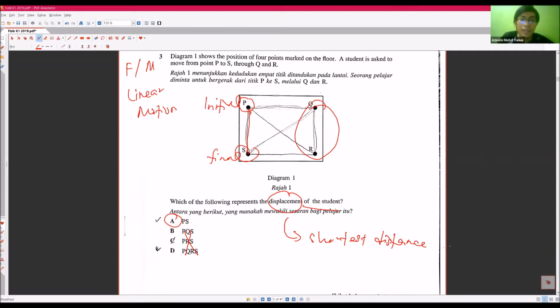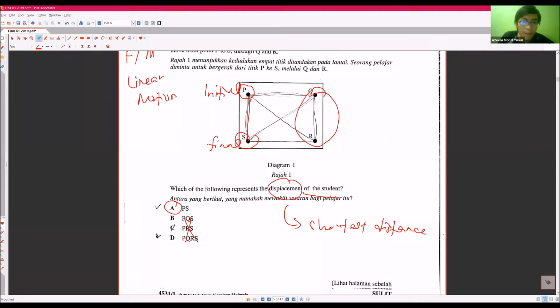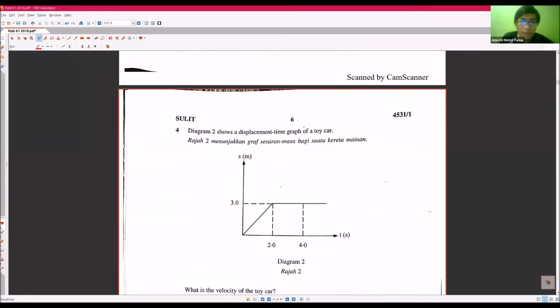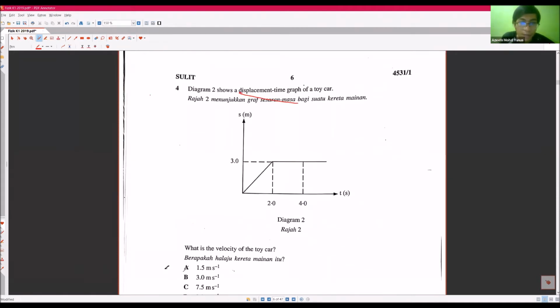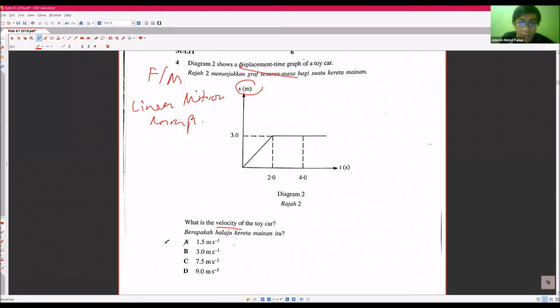Or final minus initial. Okay, next question, number 4. Diagram 2 shows a displacement time graph. So this is force and motion, linear motion graph. What is the velocity of the toy car? So we are given displacement and time. Basically, what we can extract based on the gradient is velocity.